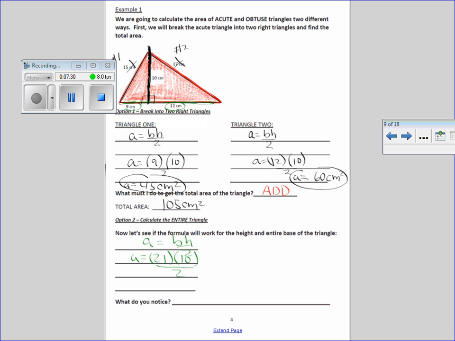So what do you want to do? Do you want to do 21 times 10? That makes 210. And then you take 210 and divide by 2. That's 105. It doesn't matter how you slice it and dice it. What do you wind up getting as the answer? 105, which is the same thing as this.